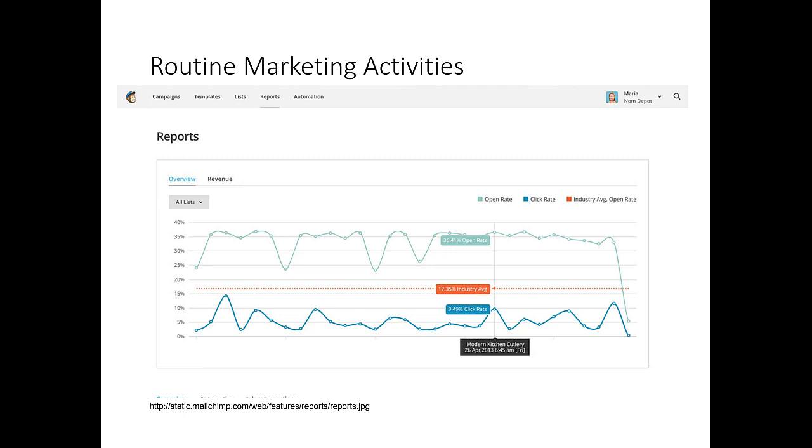And what we see in this particular chart is over time, being on the x-axis here, we see the Modern Kitchen Cutlery email campaign having a typical click rate right around 9%, with an open rate floating around roughly 35%, and that's substantially beating the typical industry average benchmark of 17.35%.